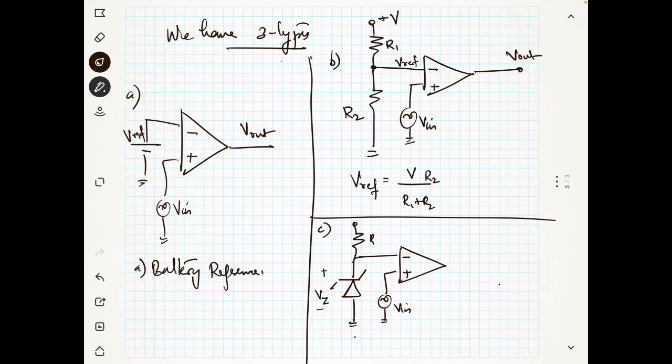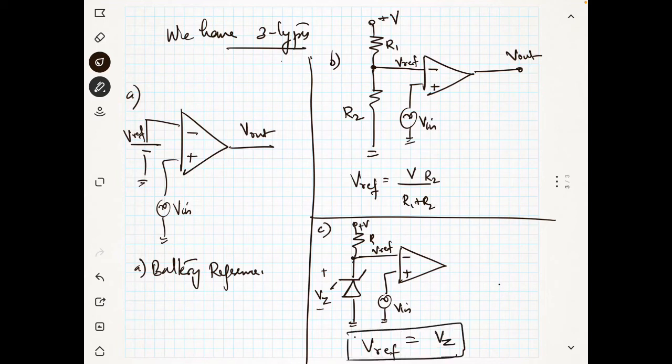So across the Zener diode, the voltage will be Vz. So this is plus V. So V reference is this voltage. So the V reference will be equal to Vz. That's it.